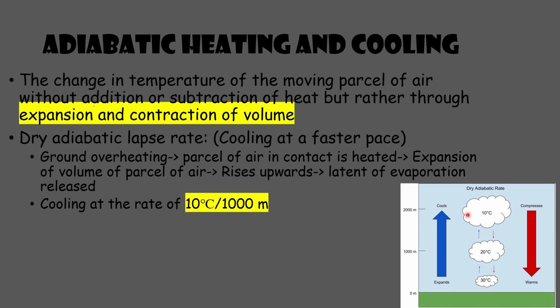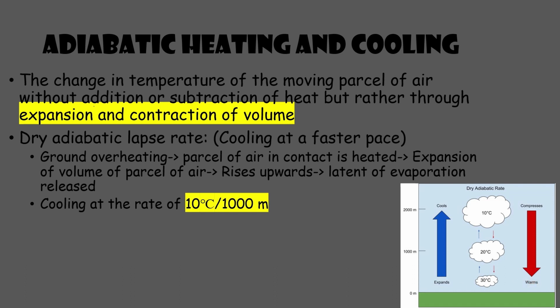Now suppose a dry air is descending, then what will happen? So a descending dry air will warm at a rate of 10 degrees Celsius per 1000 meter. Okay, so it will become relatively warmer and warmer because it is descending, so the atmospheric pressure is increasing. It will get compressed, and the temperature will increase. So that is called dry adiabatic lapse rate.